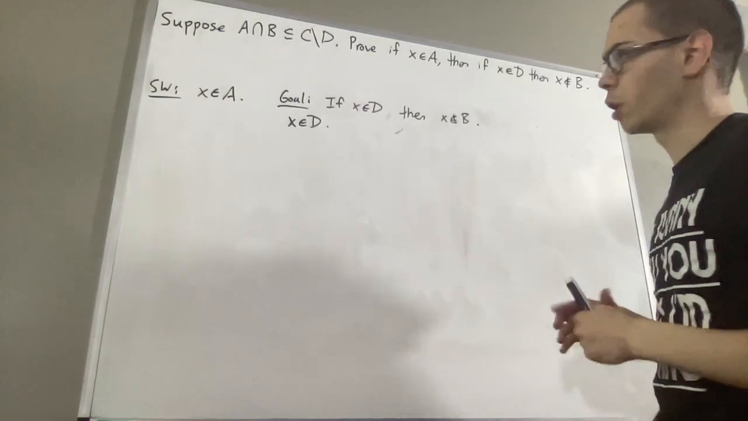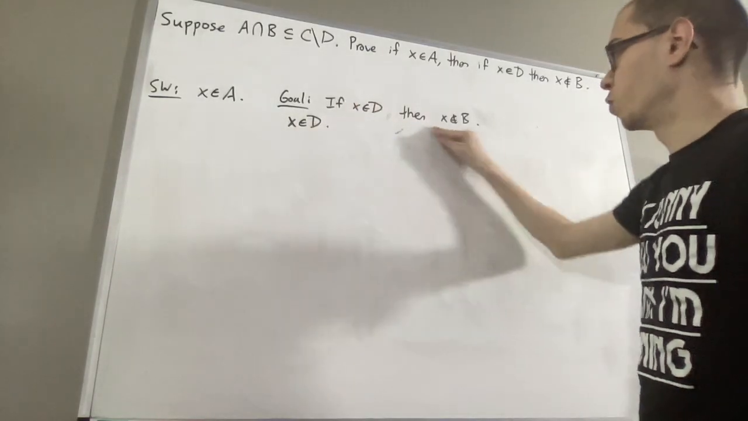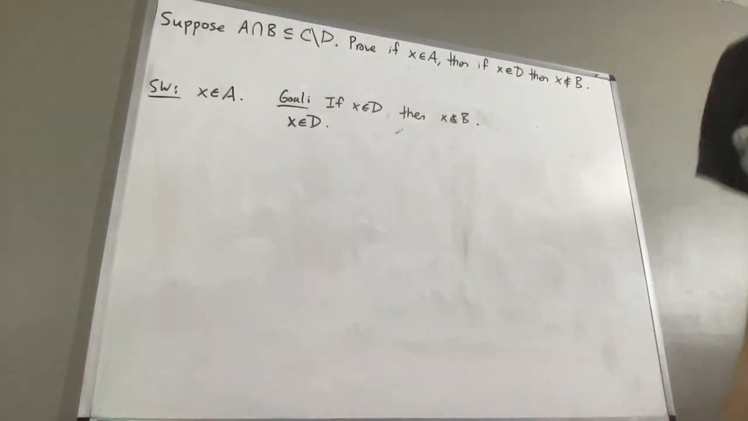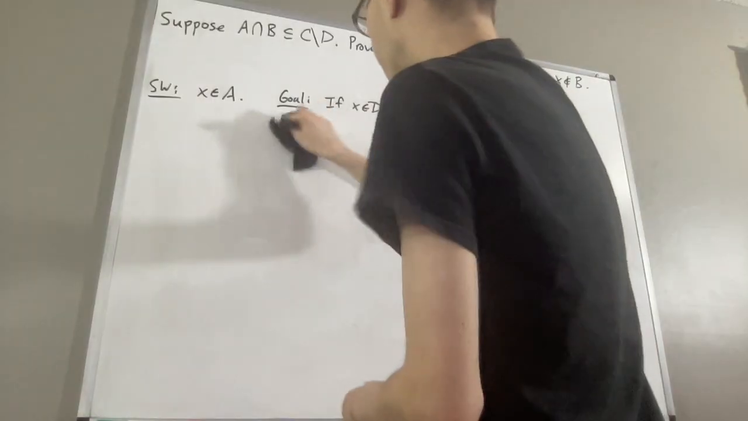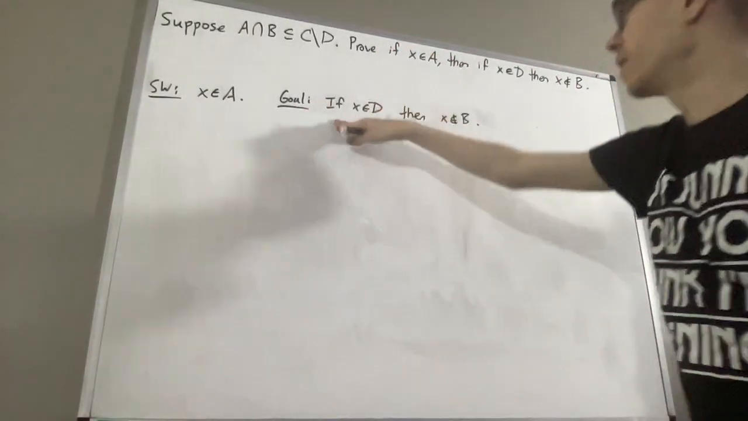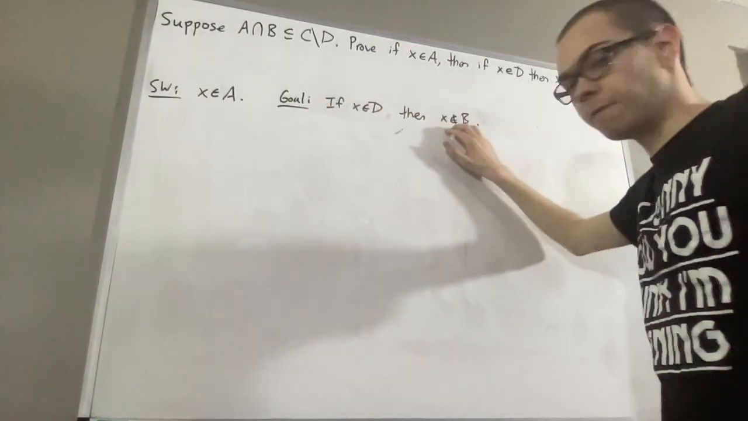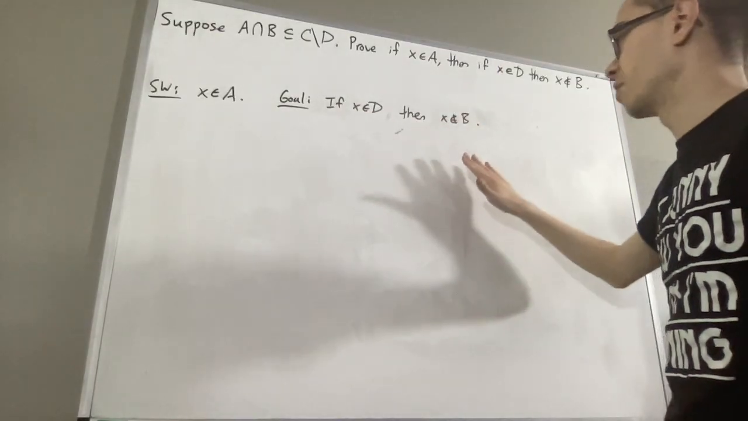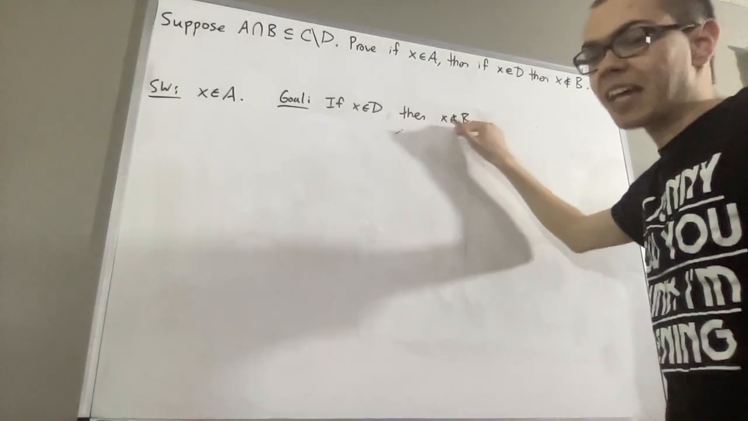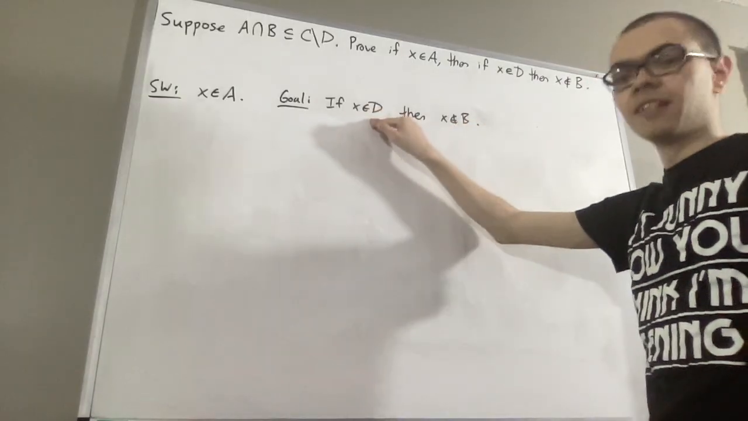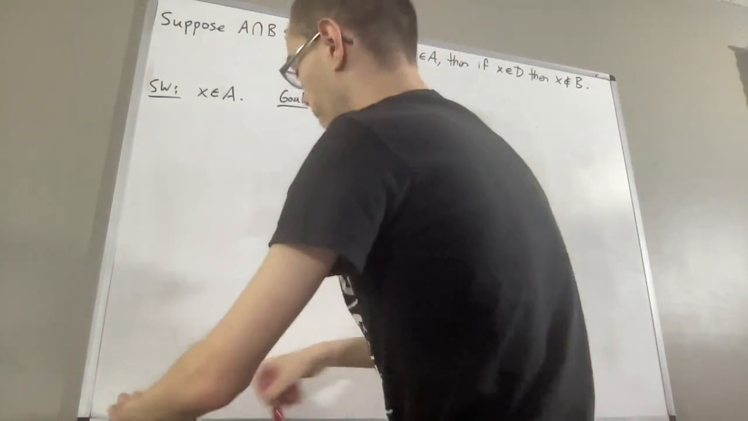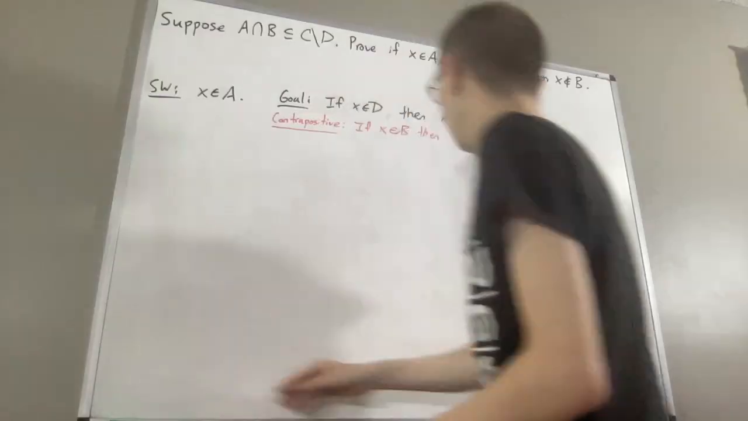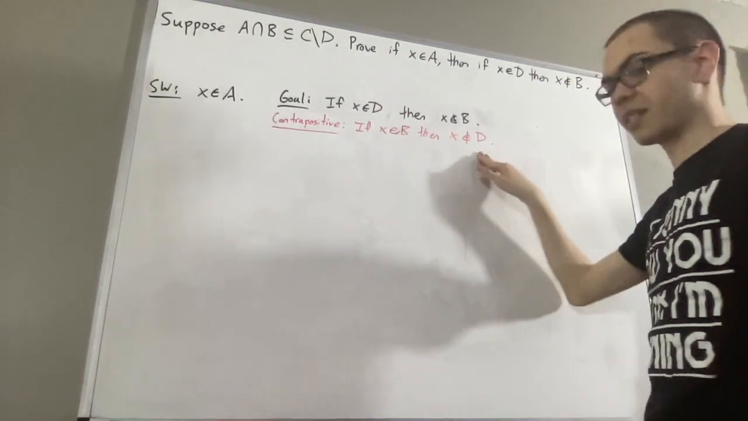Well, if we can't think of anything right away, maybe instead of trying to prove this directly, maybe we could prove the contrapositive, right? So the contrapositive of this statement says if this is false, then this is false. Or in other words, the contrapositive tells us if X is an element of B, then X is not an element of D.